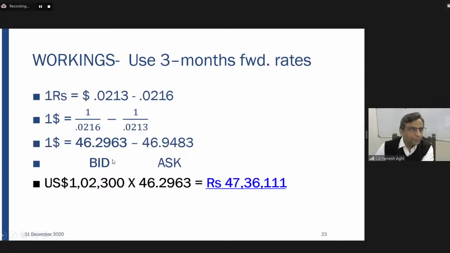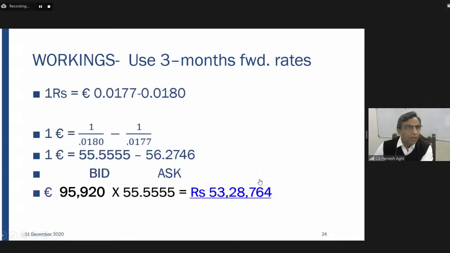So now here we will look at the bid rate. That means these dollars which he is going to receive, which is 1,02,300, he is going to convert them at the rate of 46.2936, since he entered into a forward contract. So he's going to receive, after 3 months, 47,36,111 rupees. Okay. So this is how we first converted the indirect quote into a direct quote, and then used the bid rate to arrive at his rupee receipts.